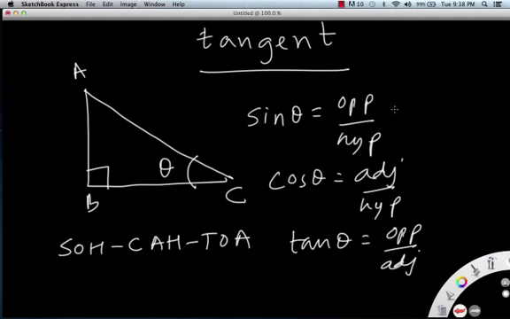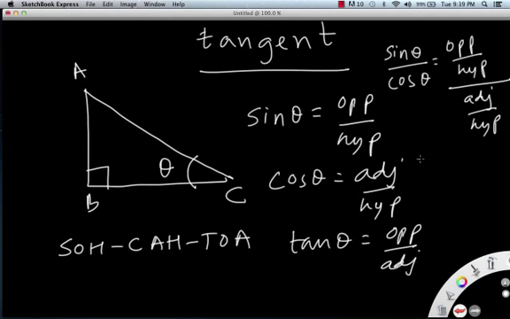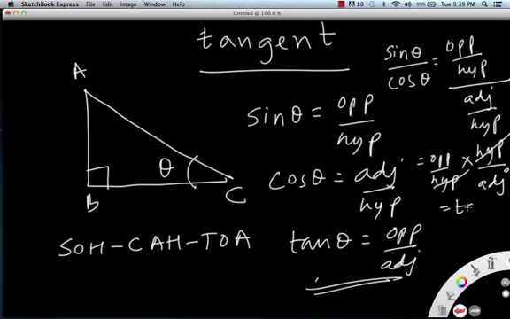If you observe closely, if you divide sine theta by cos theta, sine theta divided by cos theta is opposite by hypotenuse divided by adjacent by hypotenuse, which makes it opposite by hypotenuse times hypotenuse by adjacent. Hypotenuse cancels out, so you'll end up with opposite side by adjacent, which is nothing but tan theta. So in any right angle triangle, tan theta is equal to sine theta by cos theta.